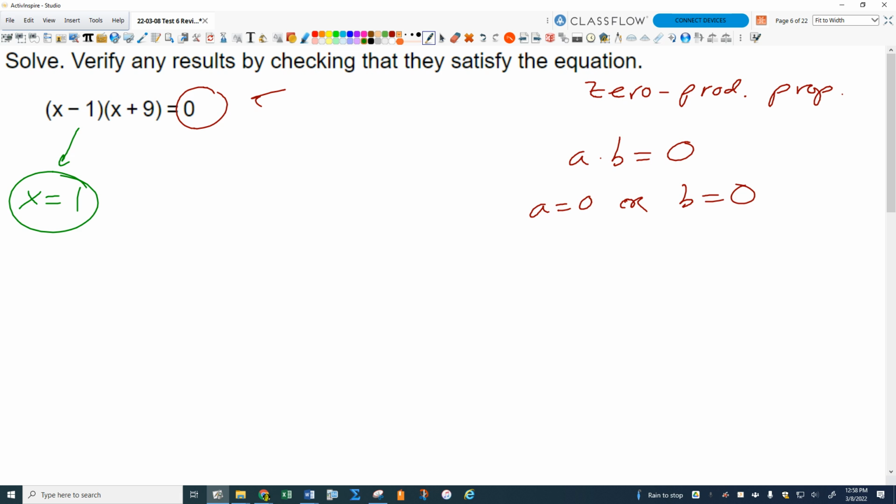I know it works because if I plug it in, look what happens. 1 minus 1 is 0 times, who cares? 0 times anything is 0, right? What's my other solution? Yeah, the other solution, x equals -9, because what plus 9 is 0? -9. I can prove it. Plug -9 in. -9 minus 1 is -10 times 0 is 0. It worked. Okay? Easy. Easiest problem on the test.